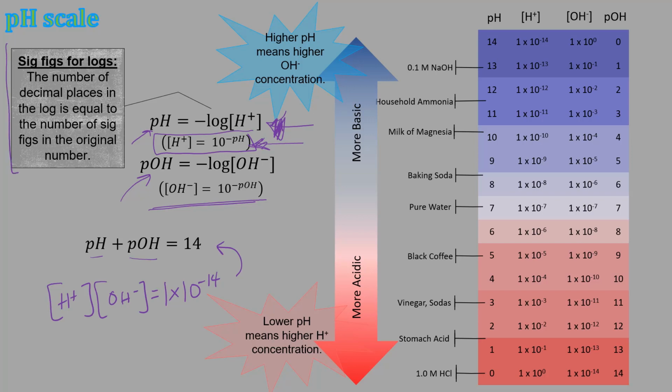All right, and then the significant figures: the number of decimal places in the log is equal to the number of significant figures in the original number. So what that means is that when you take the logarithm of a number, the significant figures are only in the decimal places. And when I do examples, you'll see what I'm talking about.